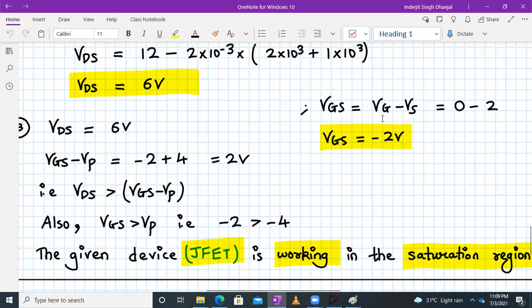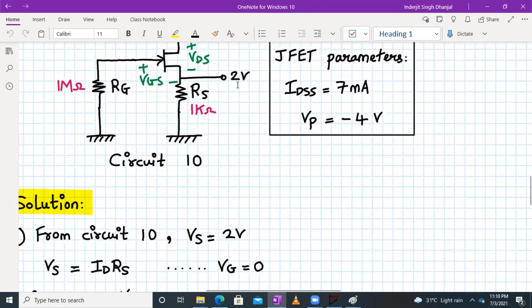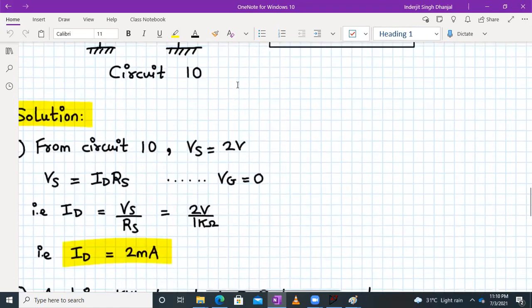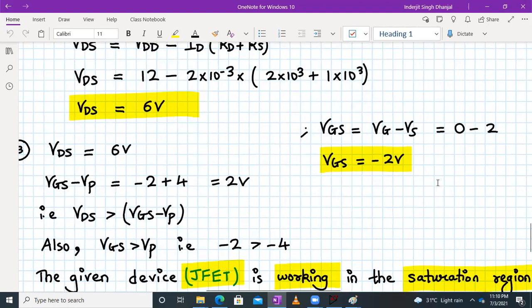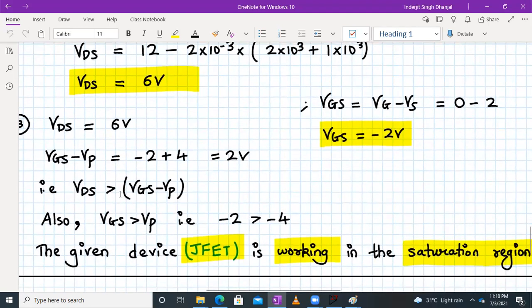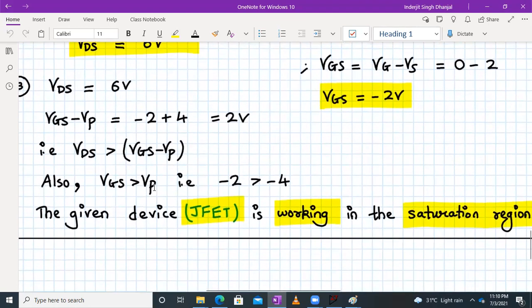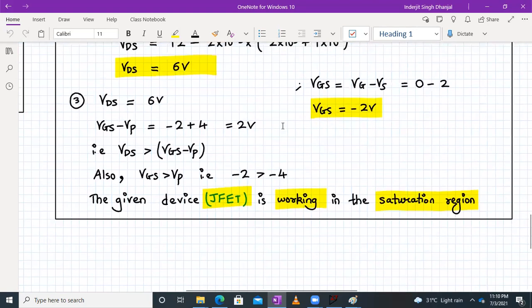What is VGS? VGS is VG minus VS and VS is given as 2 volt. Okay, and VG is 0 because it is a self bias circuit. So VGS will be equal to -2. Okay, so VDS is greater than VGS minus VP and VGS is greater than VP, that is -2 is greater than -4. Hence the given device is working in the saturation region.